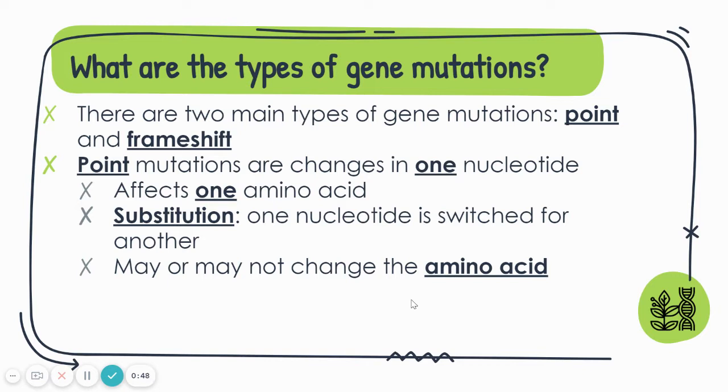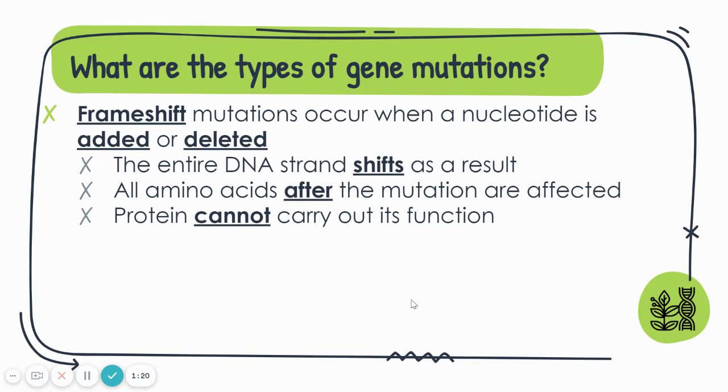As a result, it's only going to affect one amino acid, right? One letter is just going to be switched for a different letter. This is also sometimes called a substitution mutation. That's when one nucleotide is switched for another. So if the DNA has an A, the mutation might change one of the A's to a C. It may or may not change the amino acid depending on the letter it changes to, because multiple codons code for the same amino acid. It could have no effect at all.